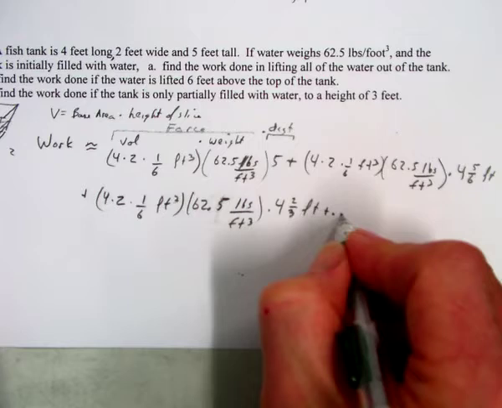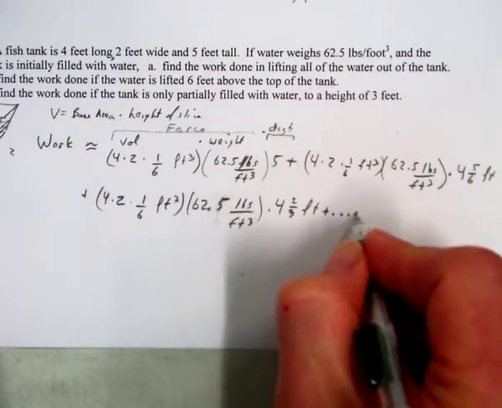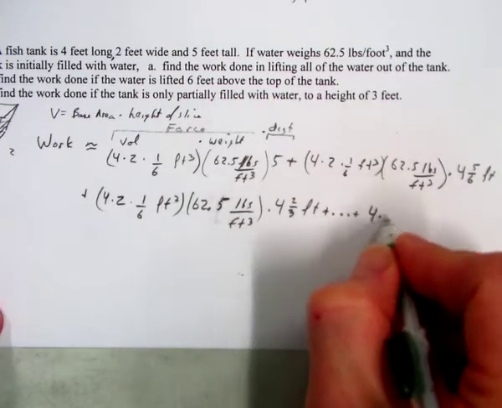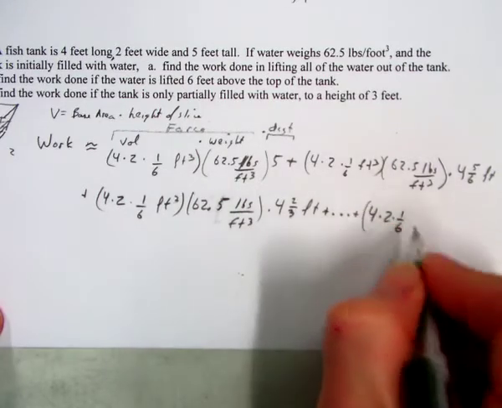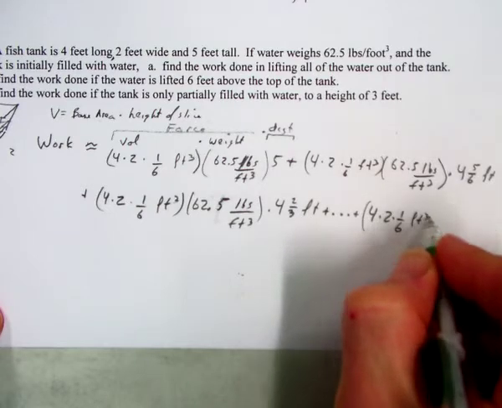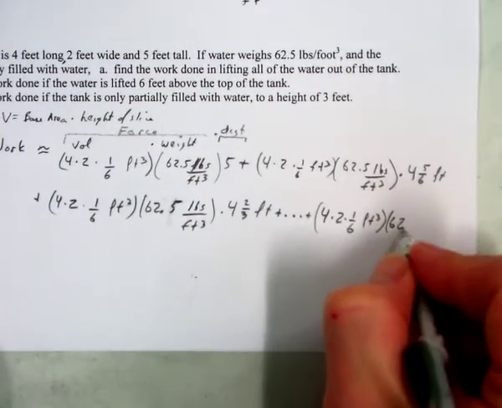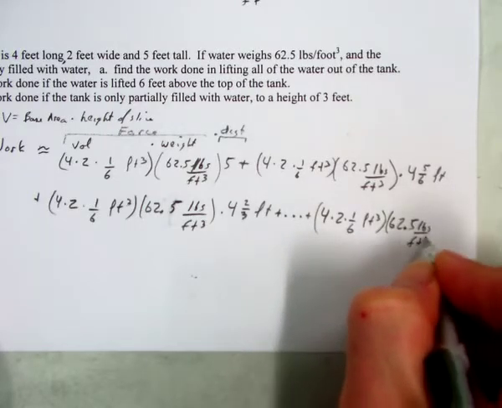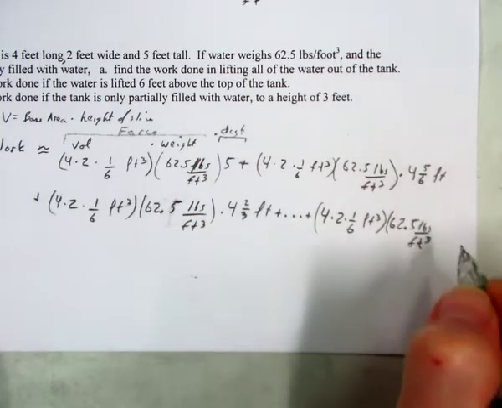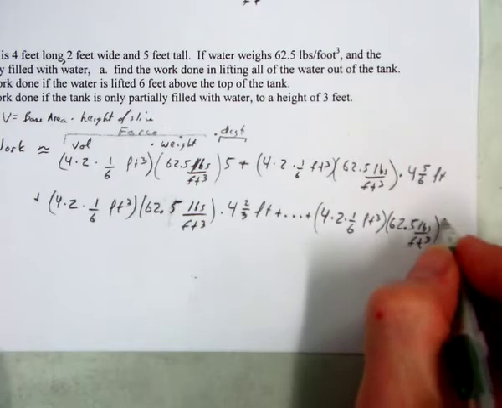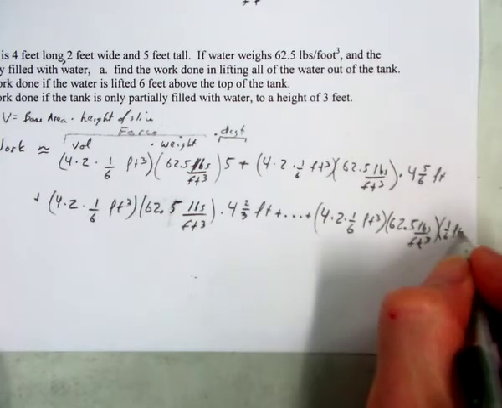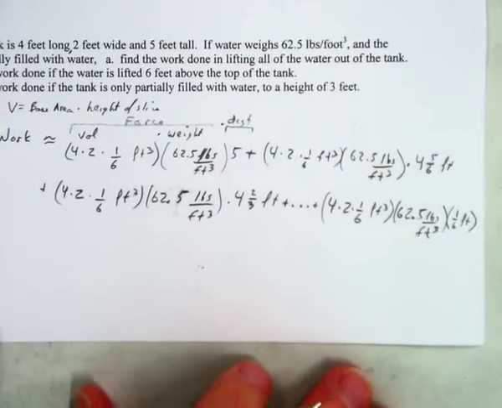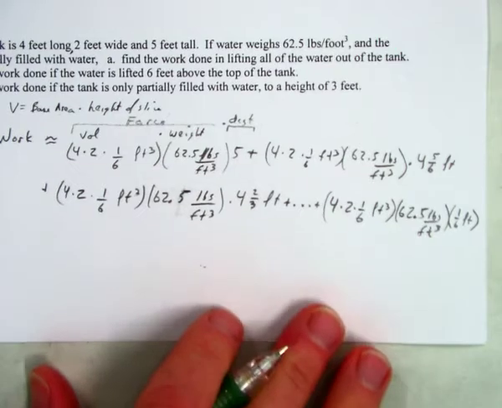And then we'll just go all the way down to that last one. 4 times 2 times 1/6, again cubic feet, times 62.5 pounds per cubic foot. And then the last piece that we would have would be 1/6. So that again is our approximation.